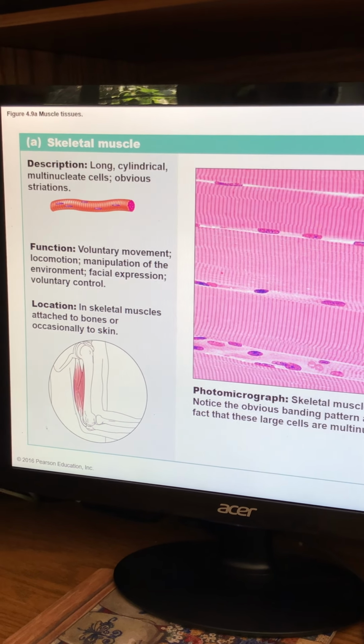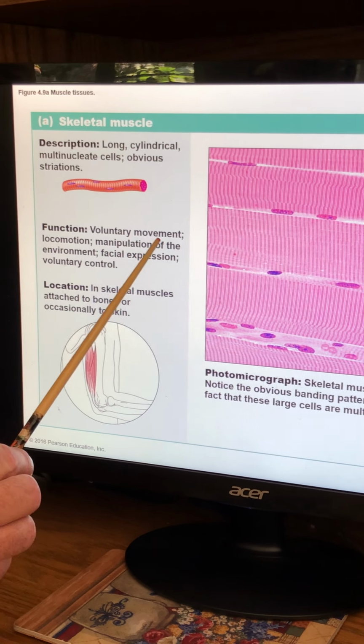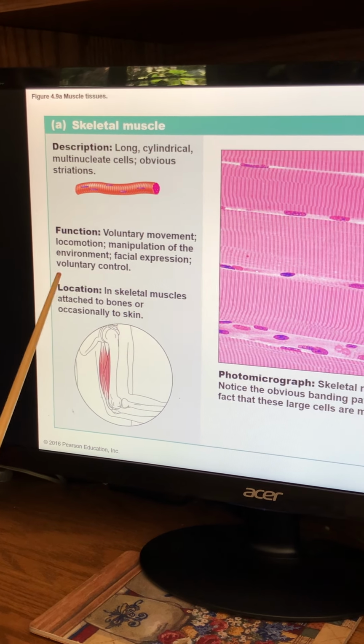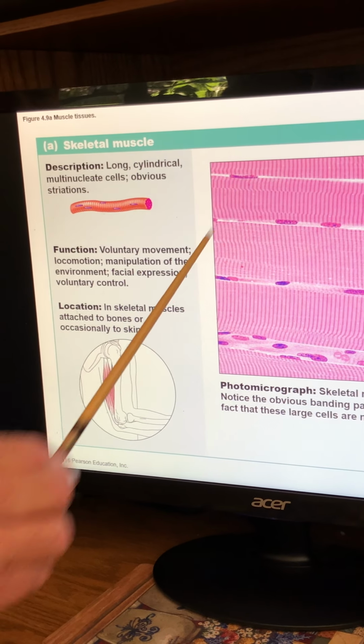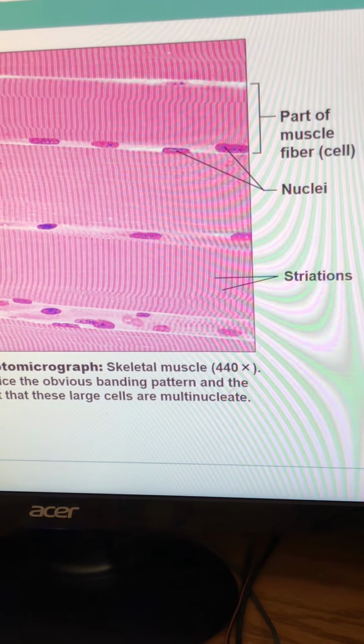So when we finally get to that, skeletal muscle is going to allow you to voluntarily smile, move, manipulate your environment, and it's under voluntary control, but it is also striated. So these stripes are called striations.